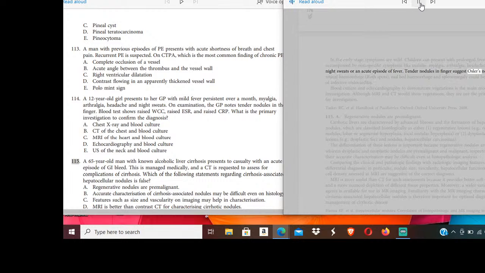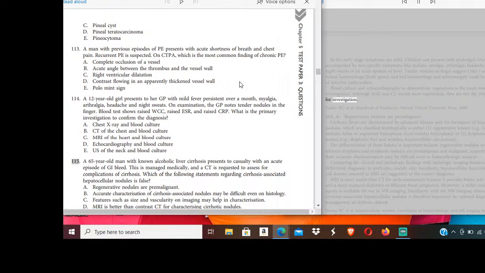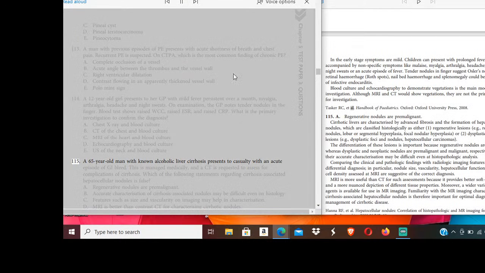Tender nodules in finger suggest Osler's node. Clubbing, retinal hemorrhage, Roth spots, nail bed hemorrhage, and splenomegaly could be other features of infective endocarditis. Blood culture and echocardiography to demonstrate vegetations is the main modality of investigation. Although MRI and CT would show vegetations, they are not the primary modality for investigation. Tasker RC, et al.